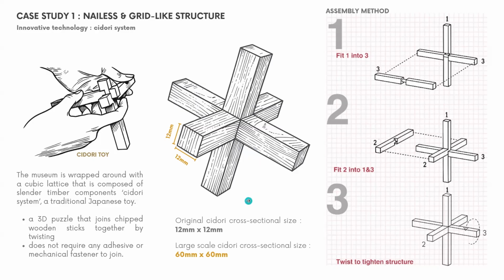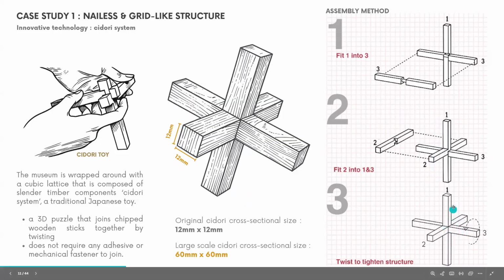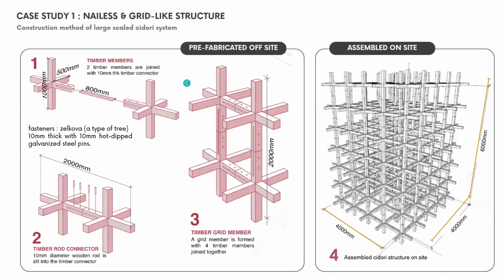The original Sidori cross-sectional size is actually 12 by 12 mm, but in this case study, they enlarged it to 60 by 60 mm. You can see how they fit the wooden poles into a kind of matrix. They twist the wood into this structure you can see here. This is the construction method of the larger scale Sidori system.